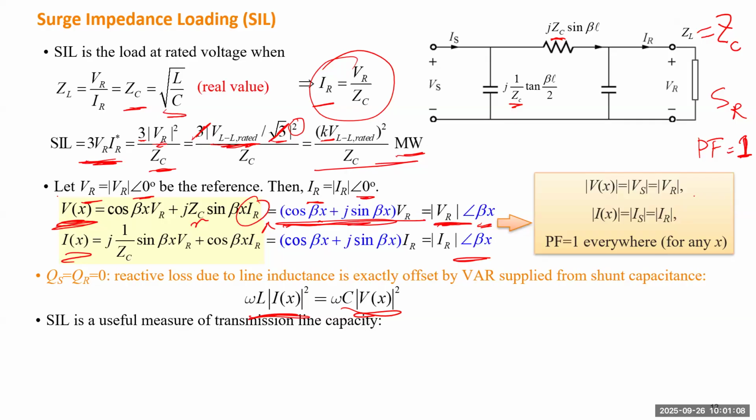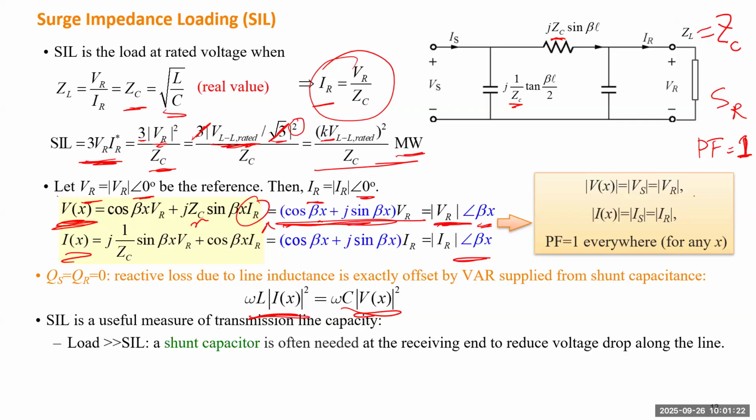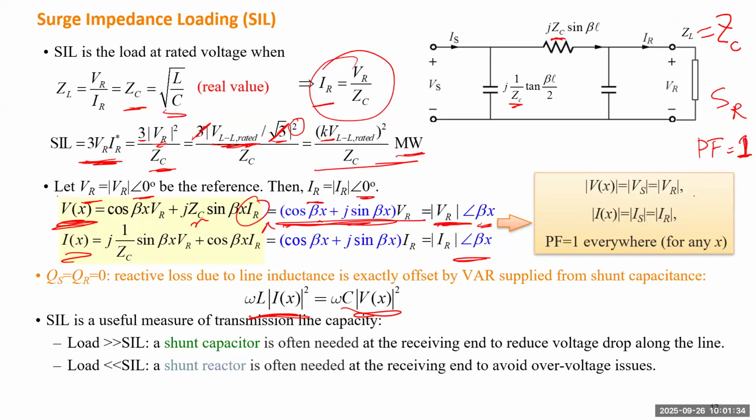So which means the surge impedance load is a very useful measure, even though it will never happen. A 0 chance to happen, but it can be utilized as a measure of whether the line needs an actual reactive source or an actual reactive load. Okay, so if the actual load is much higher than the surge impedance load, you need to add a shunt capacitor to provide reactive power. If your load is much less than the surge impedance load, you need to add a shunt reactor to consume the reactive power. Otherwise, there will be an overvoltage issue.